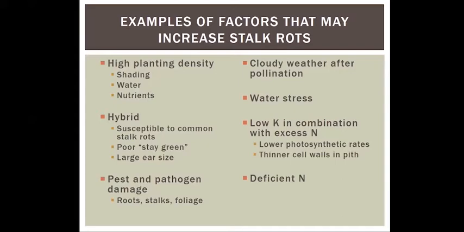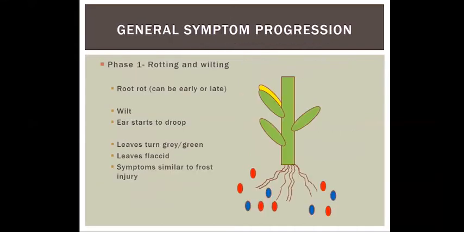Other things that tend to promote stalk rots: cloudy weather after pollination, that's going to limit the quantity of light that you're receiving, and also some other nutrient issues like low potassium with excess nitrogen. That's been implicated as impacting the ability of some of these pathogens to colonize plant tissues, and impact the integrity of cell walls and photosynthetic rates, and as we would expect, deficient nitrogen.